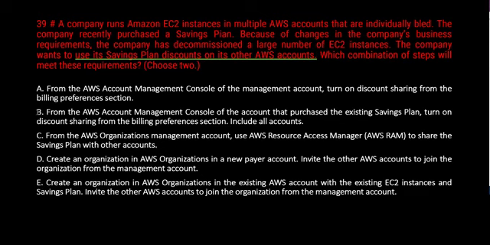So let's look at B. From the AWS account management console of the account that purchased the existing savings plan, turn on discount sharing. Even though a sub account... so they are saying, let's say we have 5 accounts. The first account purchased the savings plan. They're saying turn on the discount sharing from the billing section.